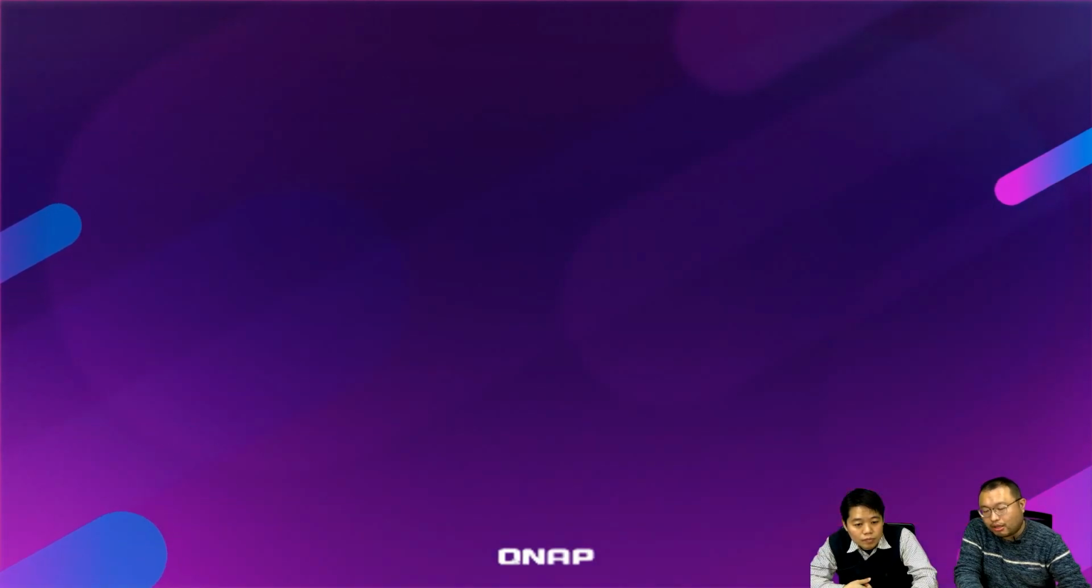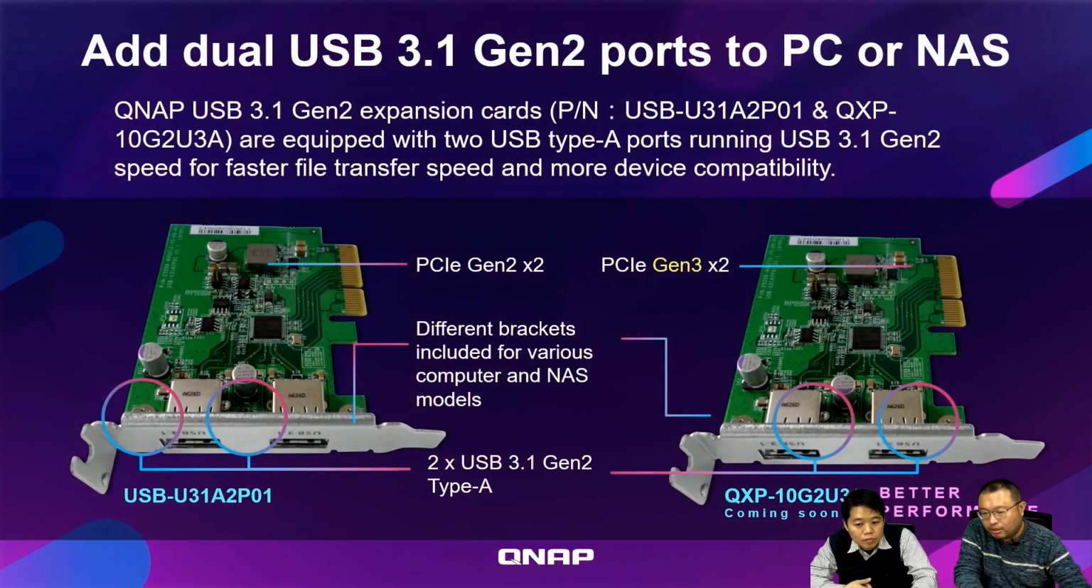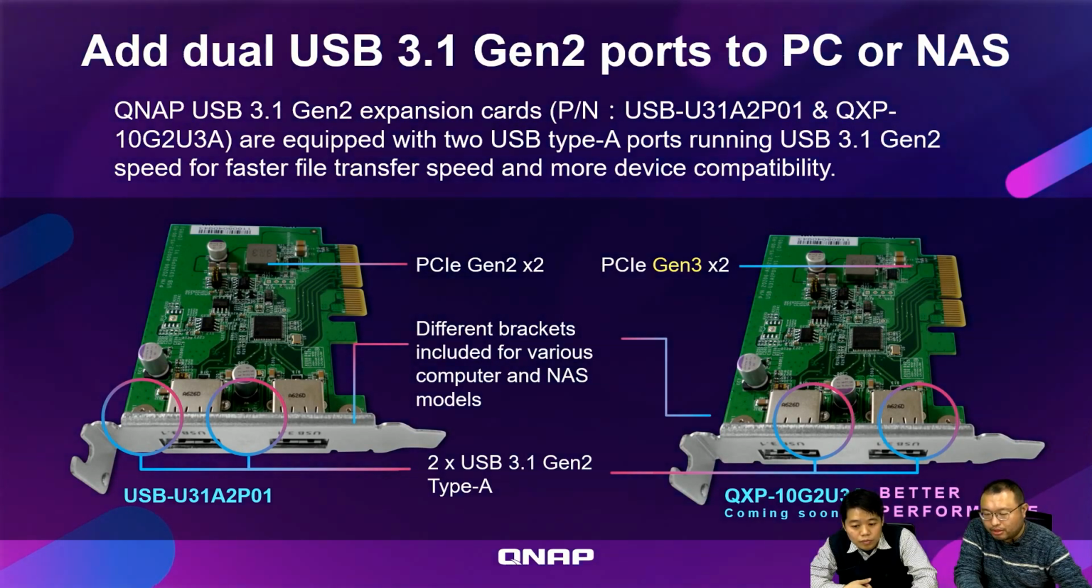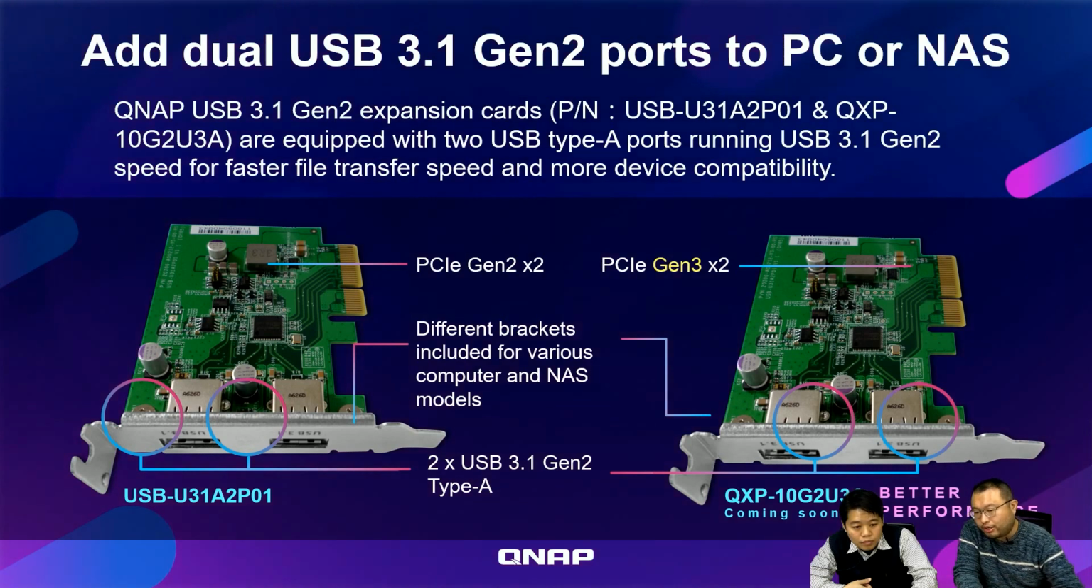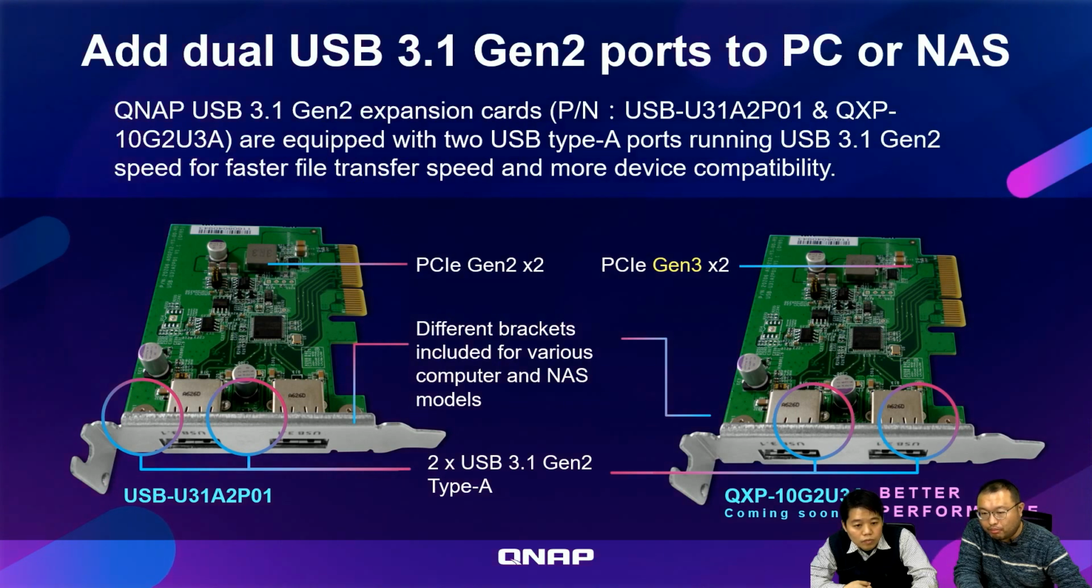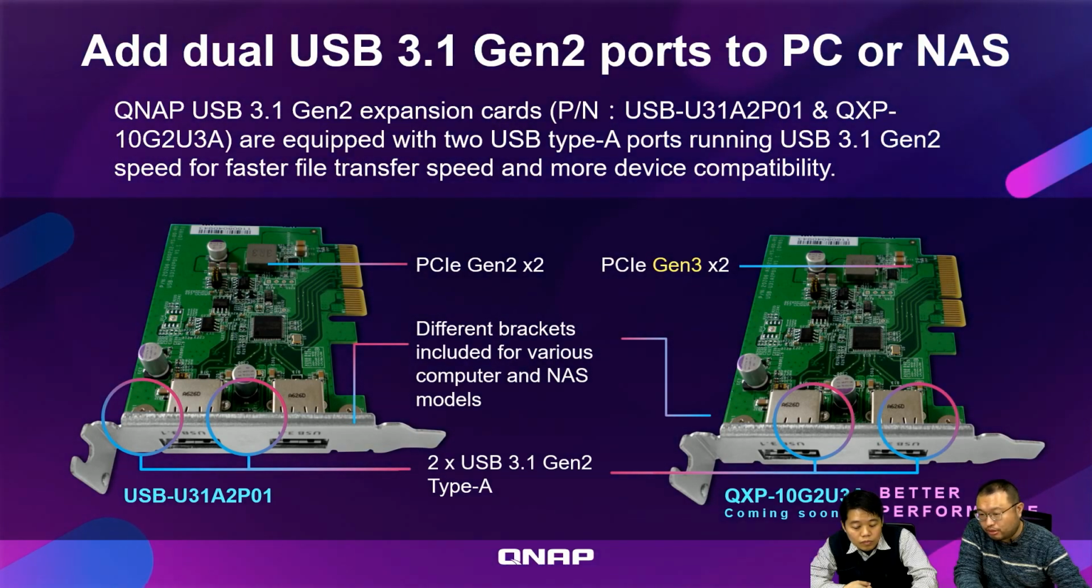So we talked about how you can purchase the QNAP USB card, right? We have two different models. The left one is already in the market, with a Gen2 by 2 speed. With both cards, two USB 3.1 Gen2 Type-A ports are supported. Now, on the right-hand side, the upcoming card will give you better performance with a Gen 3 by 2.